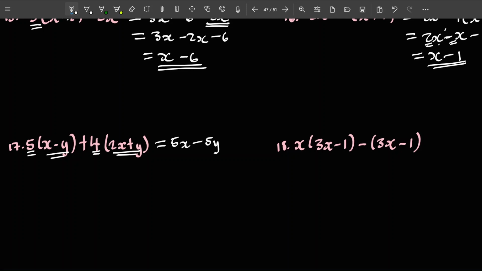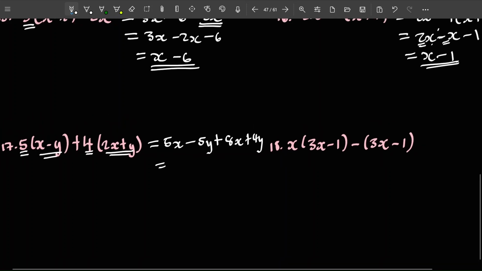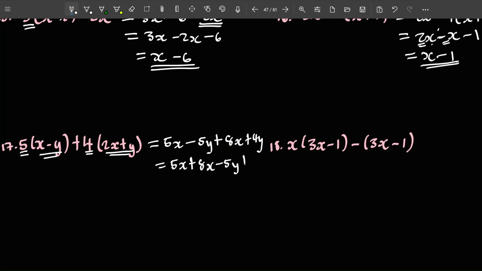Positive 4 times 2x is going to be positive. 4 times 2 is 8. Anything to multiply x? No, it comes down as it is. 4 by y is just 4y because the signs are all positive. What is this equal to? You group like terms. So you're going to have 5x and then plus 8x and then minus 5y and then plus 4y.